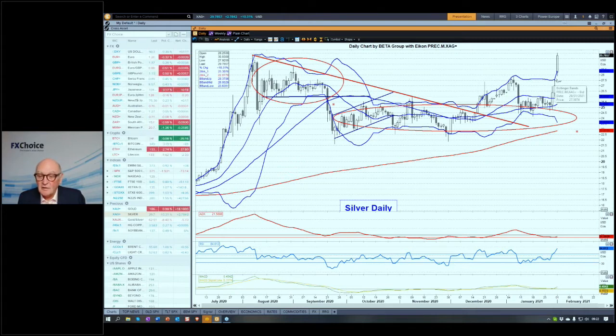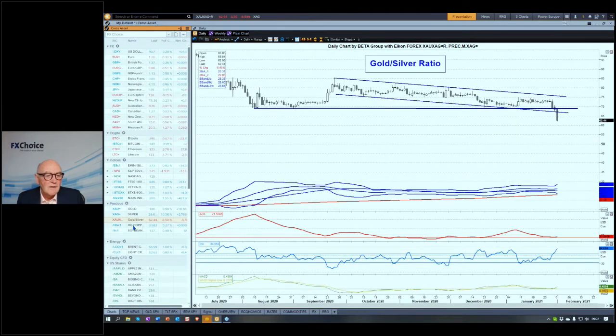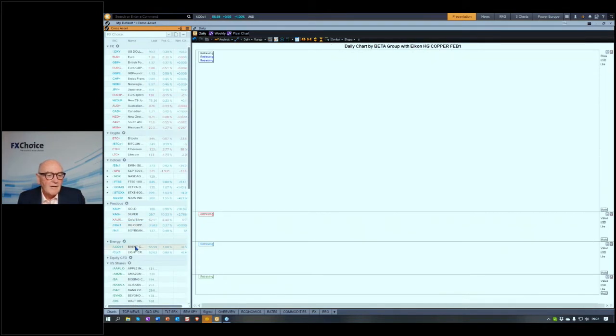It looks as though it's going to break to new highs today, and it'll be onwards and upwards. So this is a big one. But we were warned through this chart here. Okay. Now going to crude oil.